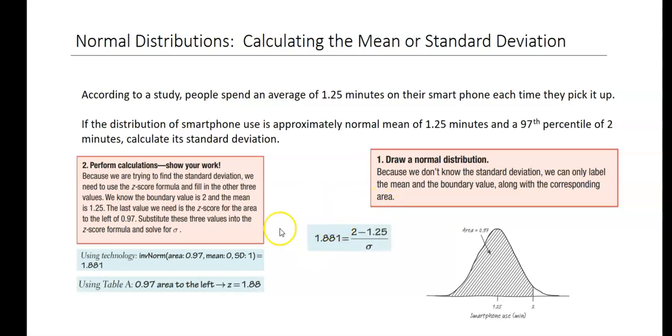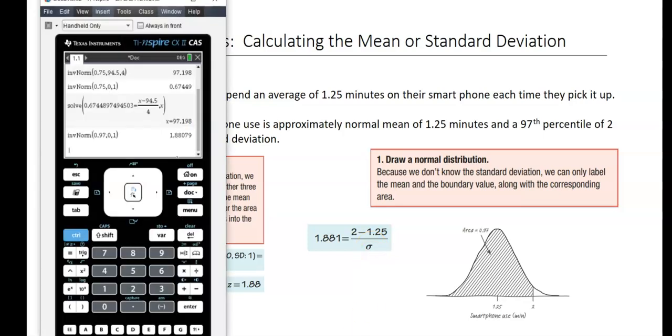So here it is. You plug in the 1.881, that's the z-score. 1.881 standard deviations above the mean. 2 is the value, minus the mean of 1.25, over the standard deviation. Use your solve command to solve that, that would be fine.